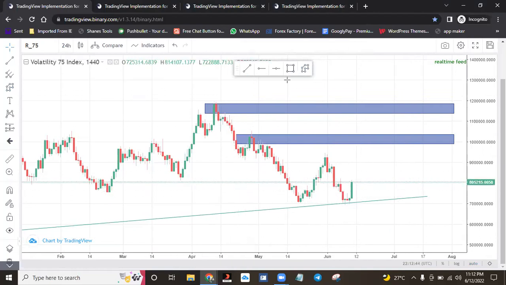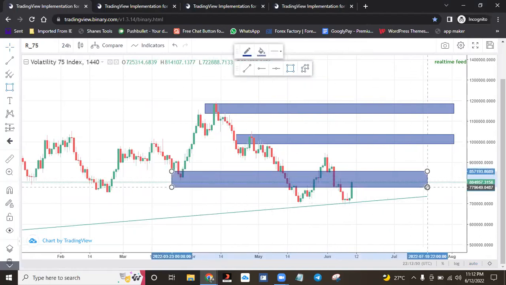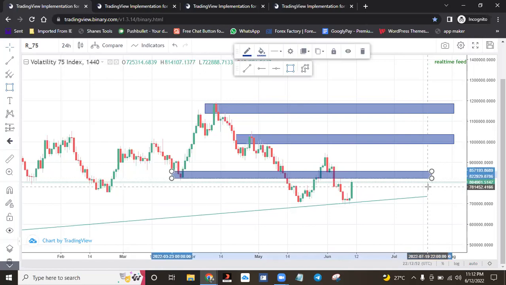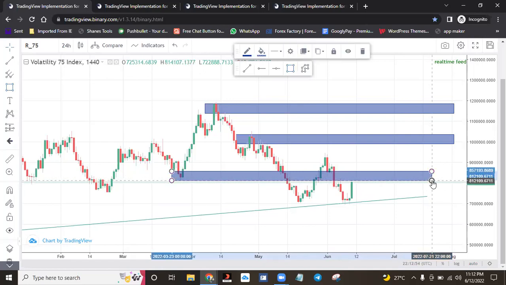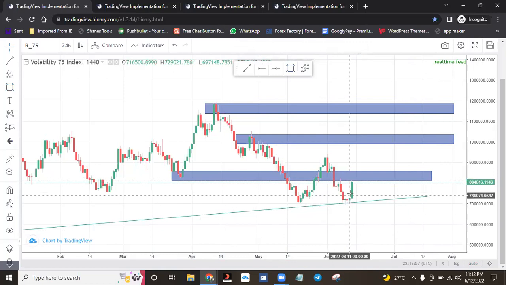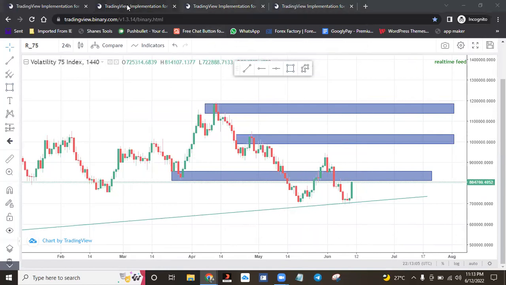All right, I know it's going to find a little resistance somewhere around here. When it gets here, all right. But if it eventually breaks out of it due to the strength of the pattern, then it's going bullish, and that's that for Volatility 75.